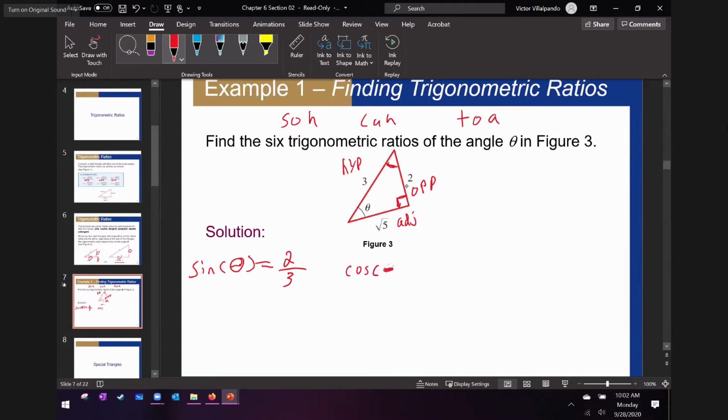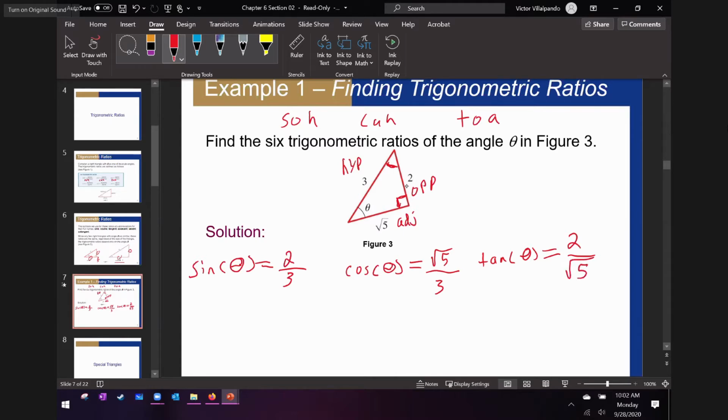Cosine of theta, I believe, is going to be adjacent over the hypotenuse. Adjacent happens to be square root 5. That's okay. Over the hypotenuse, which is 3. Now, tangent of theta. I believe that's TOA. That happens to be opposite, which is 2, over adjacent, which is square root 5.